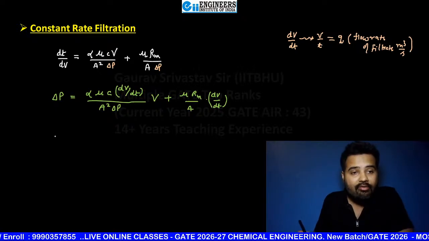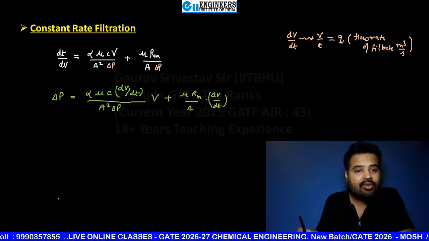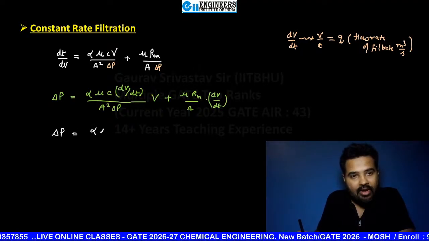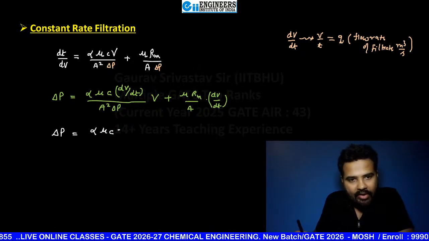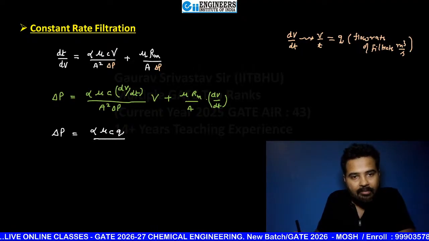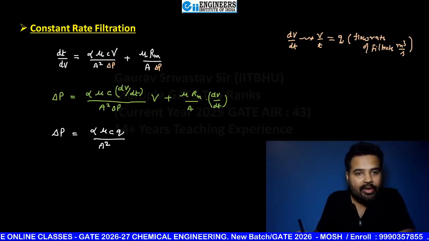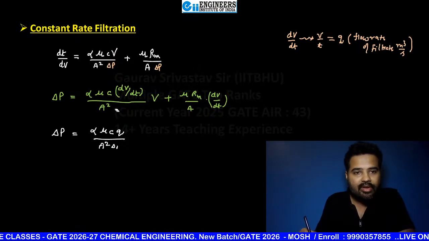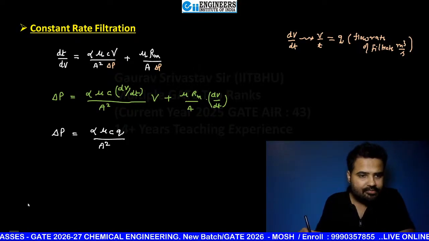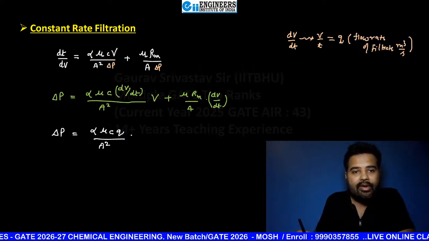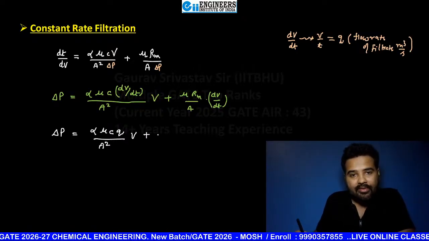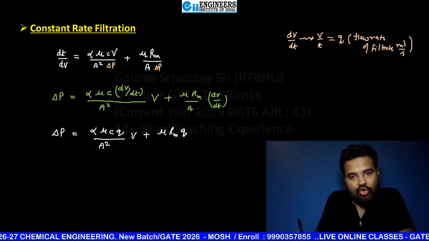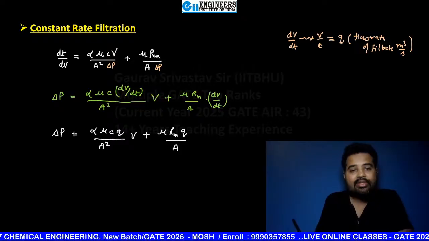So again we can write the above equation in terms of Q as delta P equals alpha mu c Q upon A square into V, plus here you have to write mu rm into Q by A. Just tell me beta.